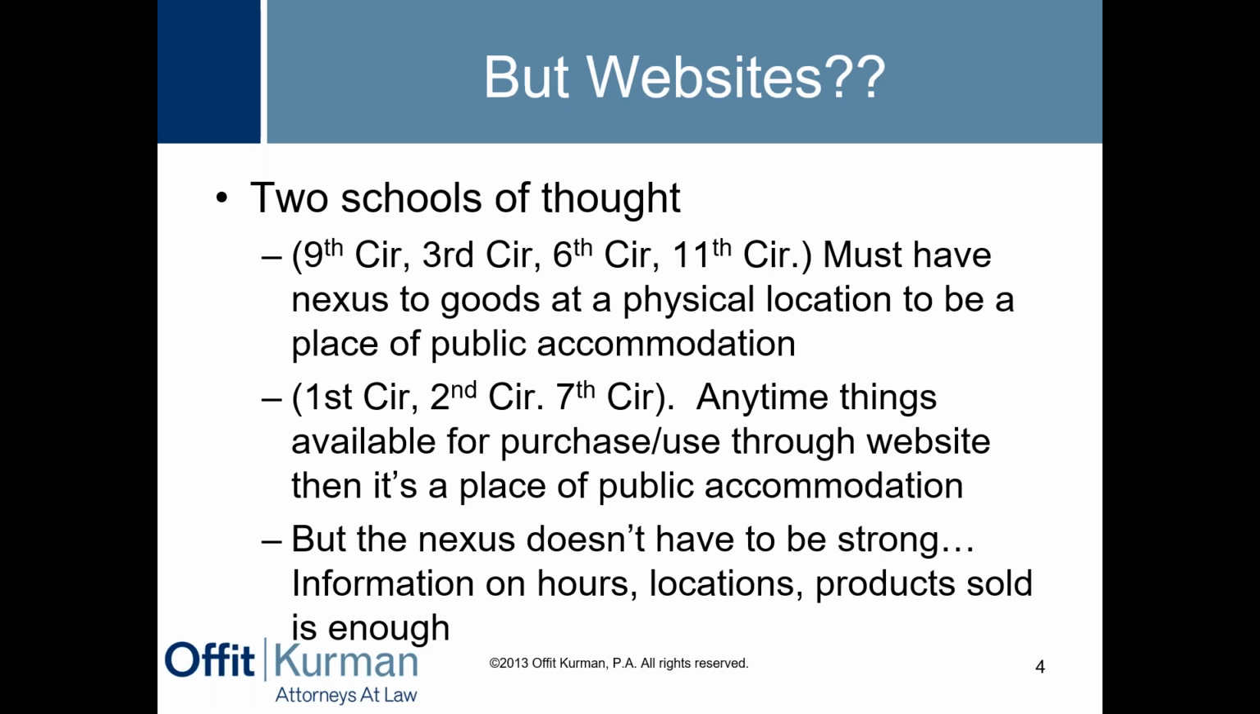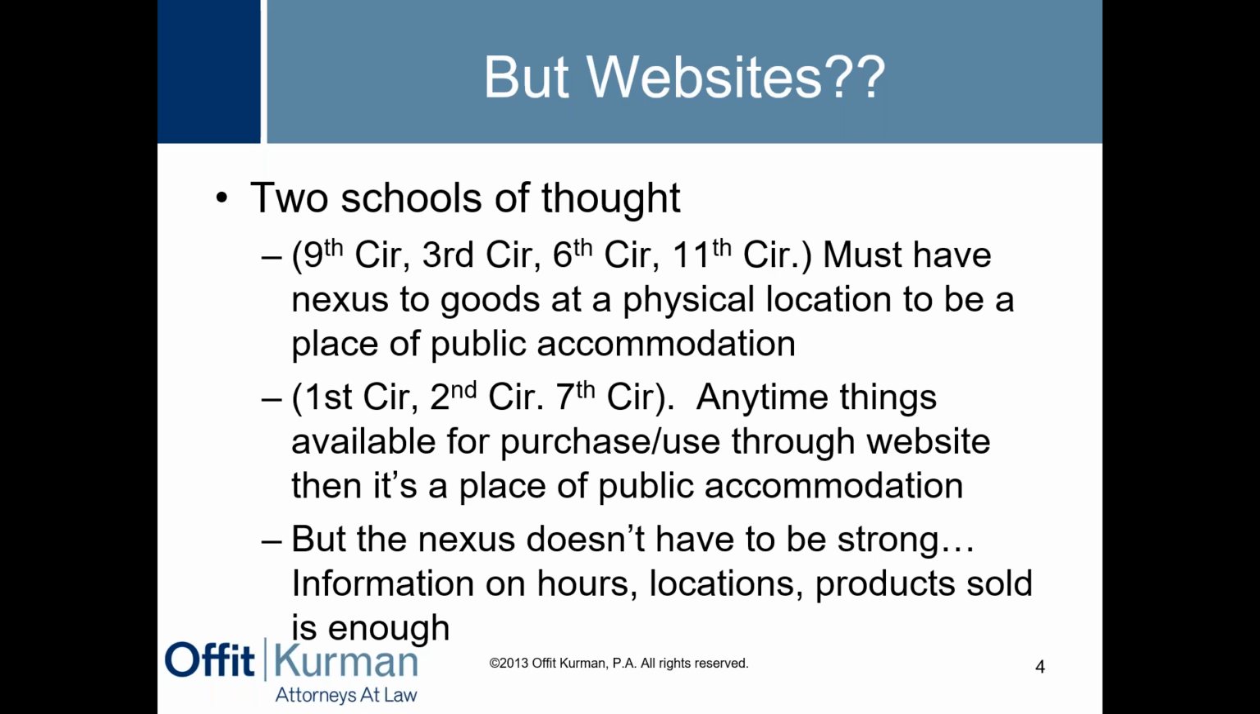One is that if you have a website and that website somehow has a nexus, a connection to the goods sold at a physical location, then it's a place of public accommodation. Let me explain what that means. Let's say you have a website that tells you the different types of loan products, what the requirements are for each or what the benefits are of each, and explains them. Then you would be in a position to get a mortgage, and let's say you have a physical mortgage office, then that would have that nexus.